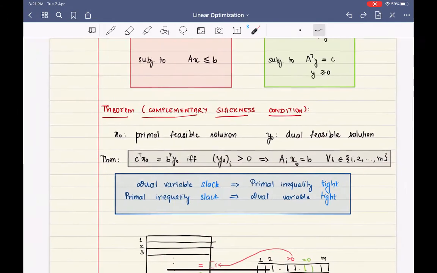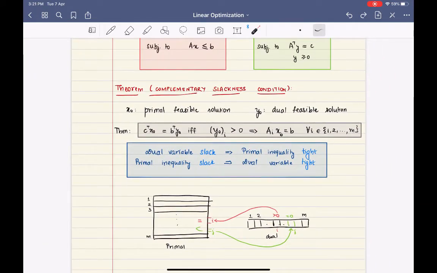One more pictorial way of looking at it. So the primal has m constraints, 1, 2, 3, till m, and the dual has m coordinates, each of them corresponding to one constraint. When the dual is bigger than 0, the corresponding constraint is tight at x0, and whenever while evaluating this at x0 you get slack, the corresponding dual variable is 0.